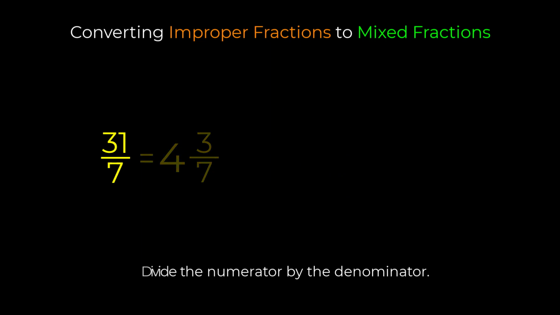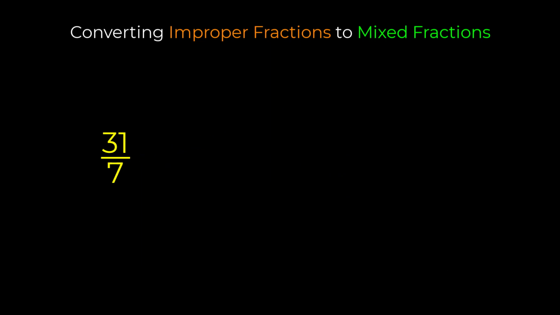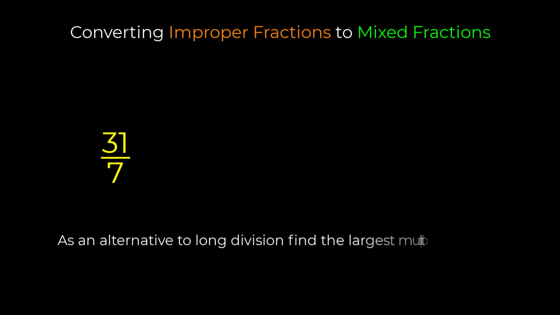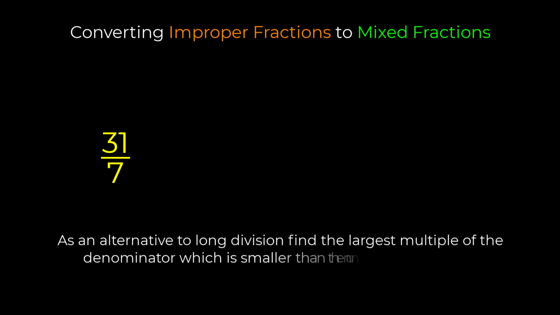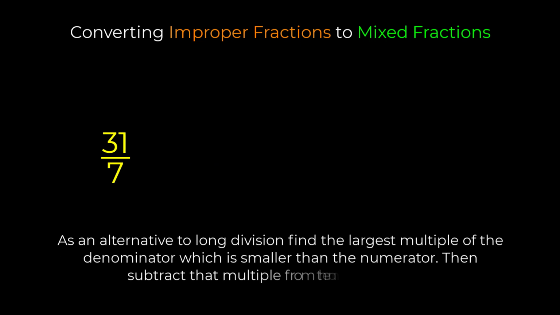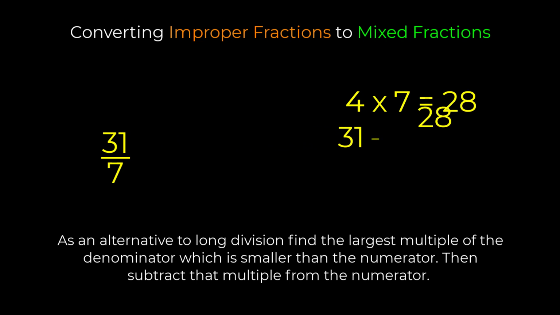I'm not sure that long division is being taught anymore, so for those of you who don't do long division, you would simply take the largest multiple of 7 that does not exceed 31. In this case, the multiple is 4 times 7 equals 28. Then take the difference between 31 and 28. The answer is 3, so we get the same result of 4 and 3/7.